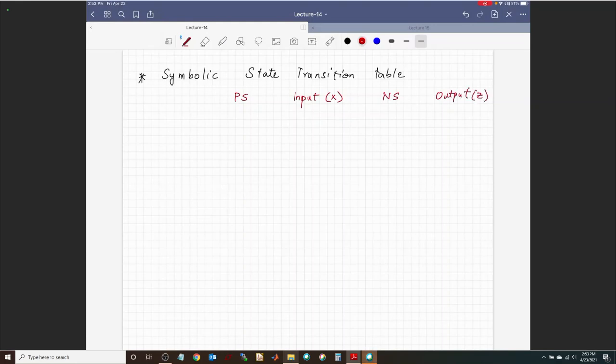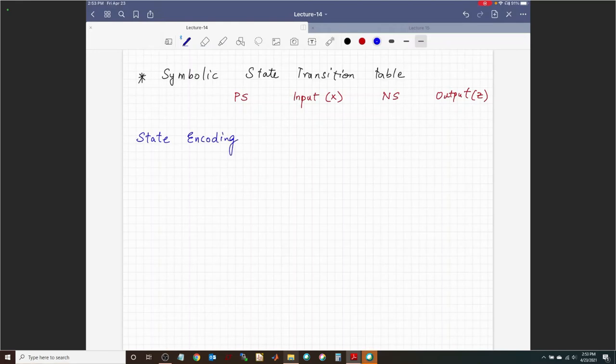But in this, you're going to be using S0, S1, S2, S3, and so on. What if we skip the symbolic and went straight to binary? Sure, you can do that as long as we explicitly do the state encoding first. You can do that.